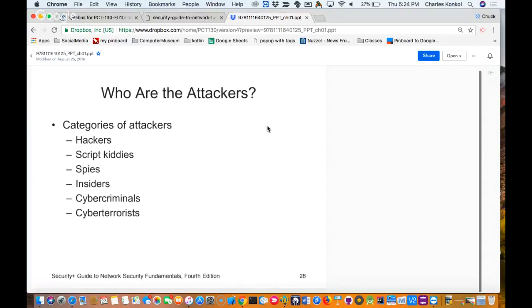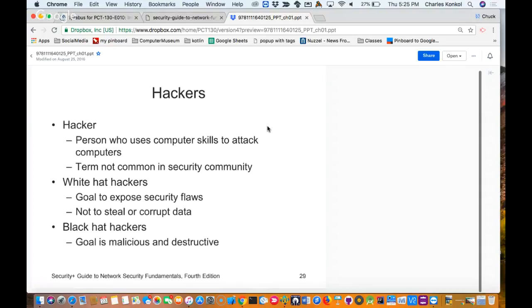So we've got hackers, and we'll hear some terms tossed around this semester, but just to help it be clear: white hat hackers are good hackers that just do it for educational purposes. Script kiddies are folks that just download scripts, and it's not necessarily kids that do it. There are kids that do it, but it's just scripts that people can download to deface a website, take a website down, or take a server down. Spies, insiders, cyber criminals, cyber terrorists. These are just some categories of attackers.